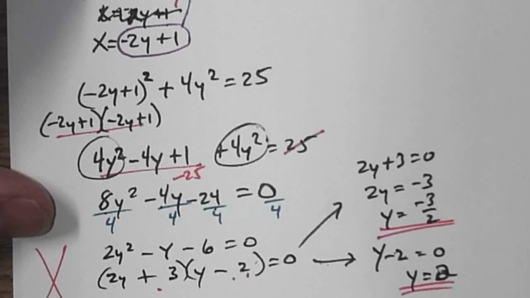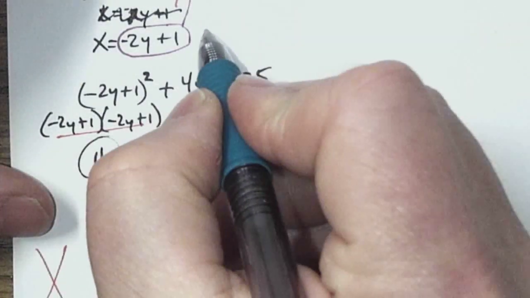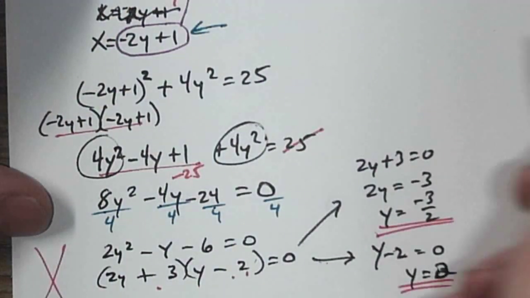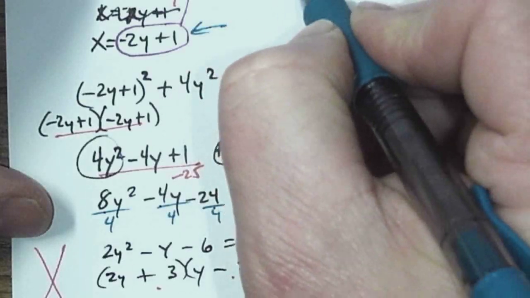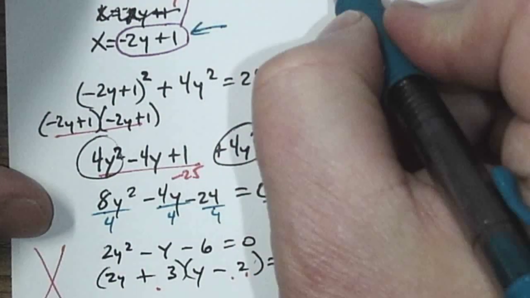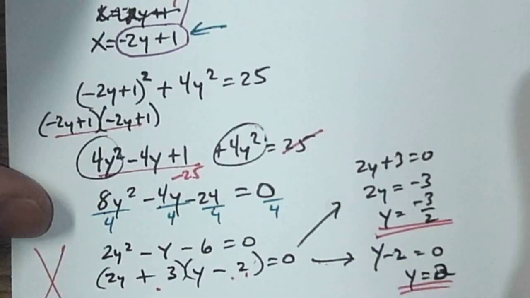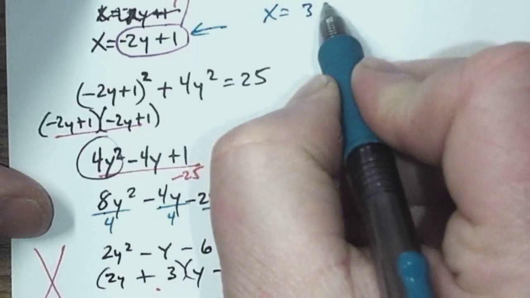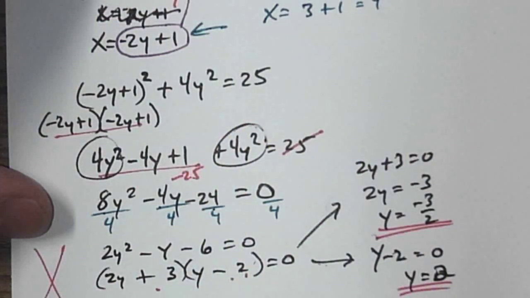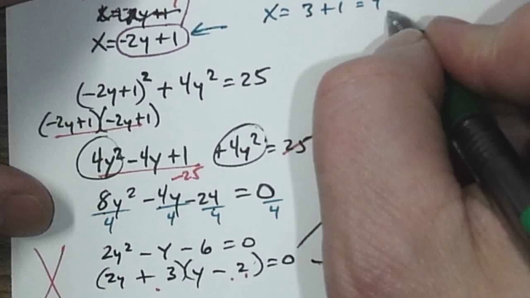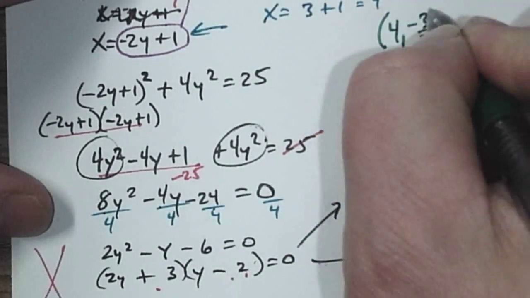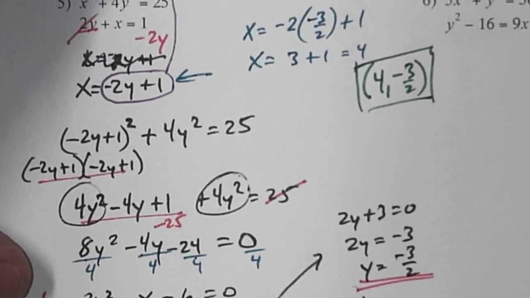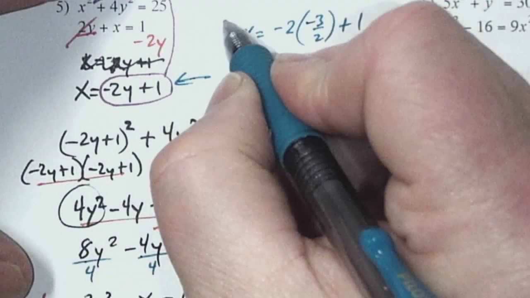Plug it back in. Plug it back in where? Whatever's easiest. Now, for me, whatever's easiest is right here. I mean, that's the same as this. It just moved the 2y. So I'm going to say x equals negative 2 times negative 3 halves plus 1. The negatives cancel, the 2's cancel. We get 3 plus 1, or 4. So my answer here is 4, negative 3 halves. There's one answer. Remember, x, y.